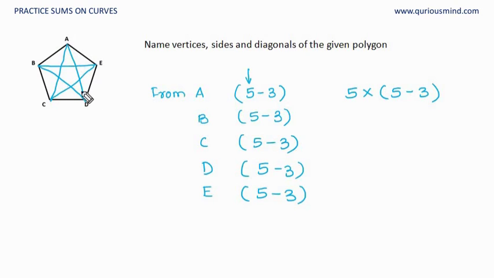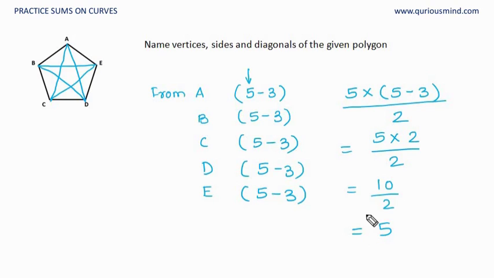Same way, when I join from A to D, from D to A I cannot join, that will be a duplicate. So the total number of diagonals which I have drawn, I will have to divide by 2, because half of the diagonals will always be duplicates. So 5 multiplied by 5 minus 3, which is 2, divided by 2. So 10 divided by 2, which is equal to 5. And indeed we got 5 diagonals earlier from this pentagon.